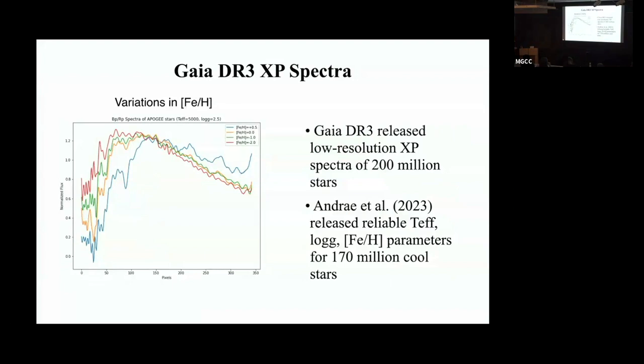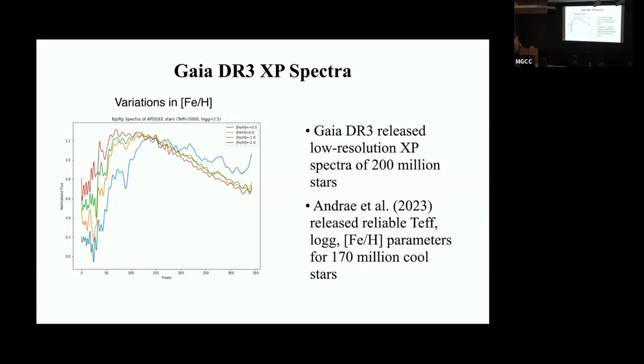So Gaia released these XP low resolution spectra of 200 million stars. And unfortunately, the catalog of derived stellar parameters was not that great at the time of the release, but René André and collaborators released a new catalog where they derived these for 170 million cool stars. And what's great is that even with these low resolution spectra, you can pull out effective temperature, surface gravity, and metallicity. And here you can see the variation with metallicity in the spectra.